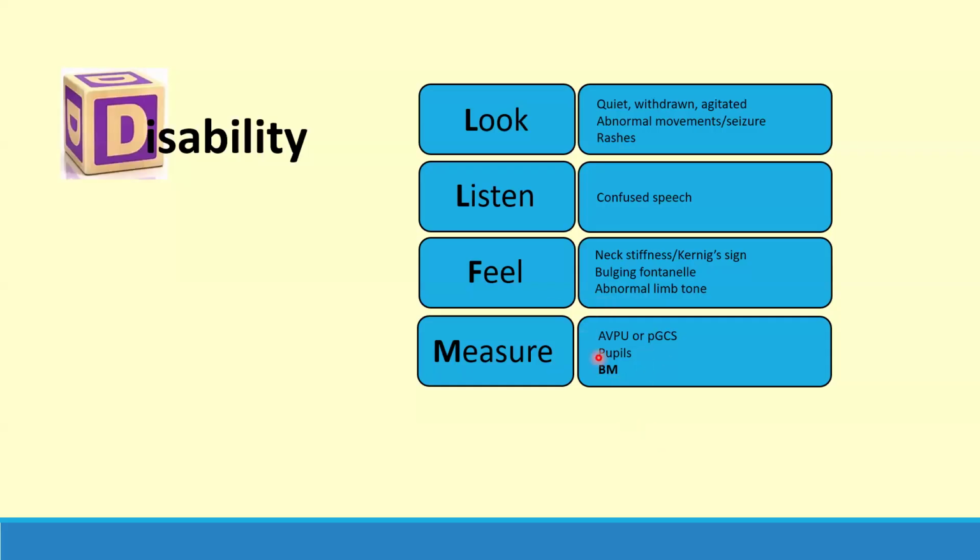AVPU is the simple version. I don't know if you've come across this already. So what does it stand for? Alert, verbal, pain, and unresponsive. Yes. Paramedics will use this often. Nurses might use this, but essentially, if they're only responding to voice, that's a much lower GCS. Pain responsive is roughly 6 to 8, where you're thinking about needing to intubate these children.